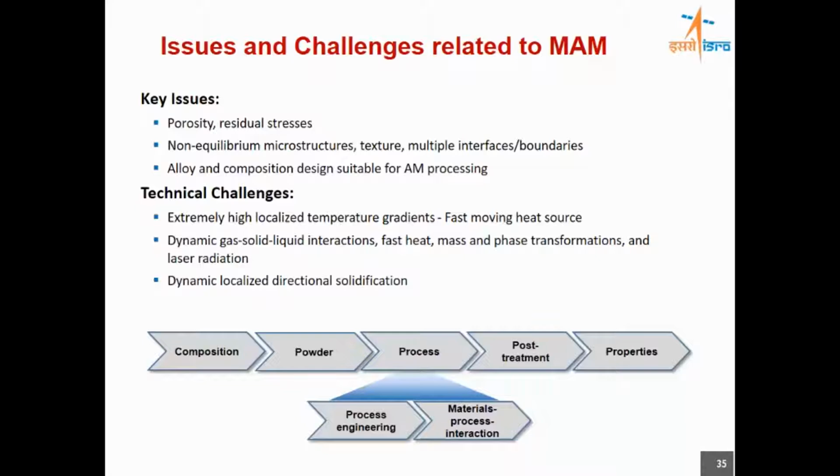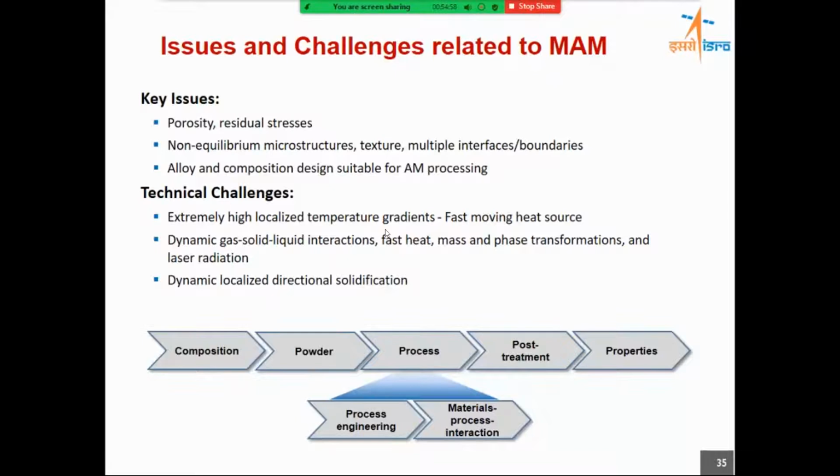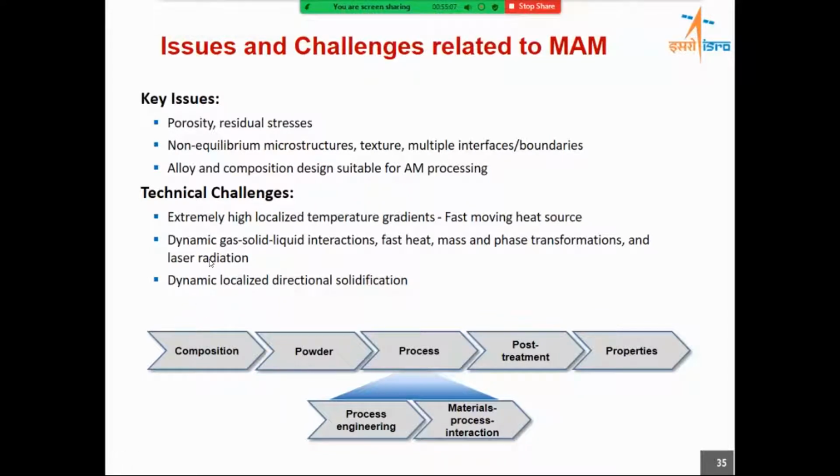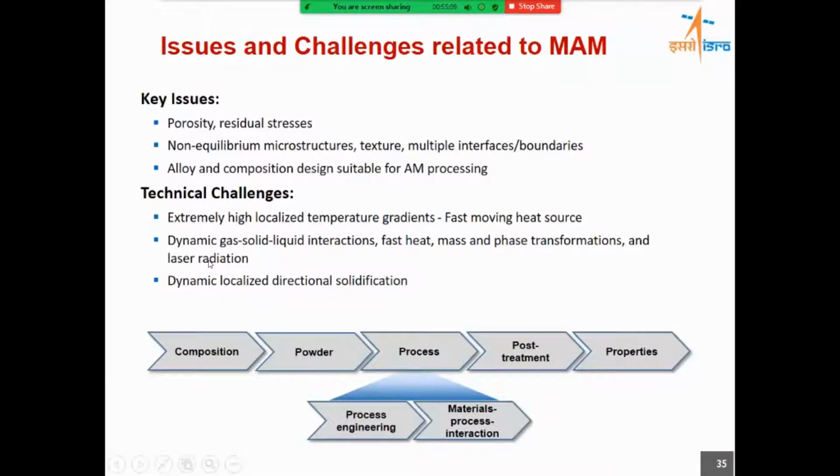As I mentioned, these are very high speed processes. So they tend to accumulate a lot of residual stresses because of the localized temperature gradients, and that is due to the fast moving heat source. And of course, the process, as we all know, involves gas, solid, liquid interactions. So there are so many reactions happening in a split second. All these are the technical challenges which you need to take care of.